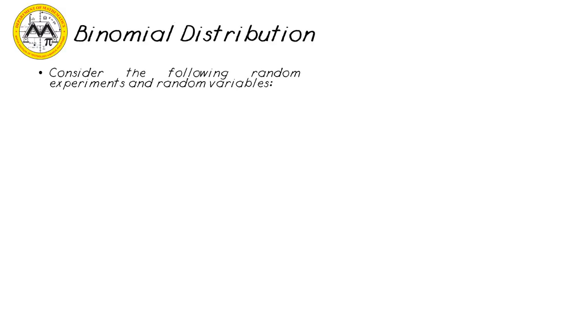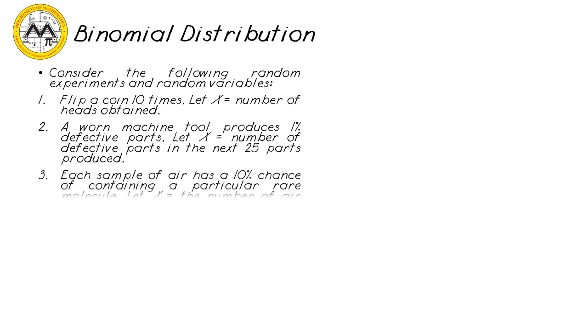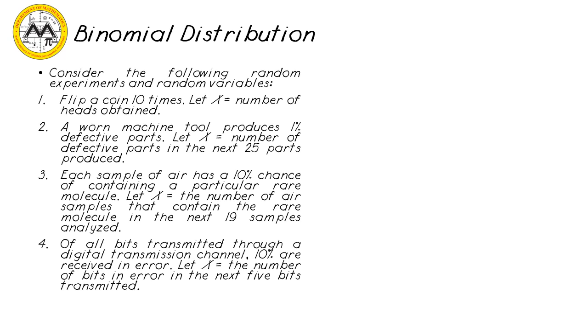Consider the following random experiments and random variables. Flipping a coin 10 times, let X be the number of heads obtained. A worn machine tool produces 1% defective items, or defective parts. Let X be the number of defective parts in the next 25 parts produced. Each sample of air has a 10% chance of containing a particular rare molecule. Let X be the number of air samples that contain the rare molecule in the next 19 samples analyzed.